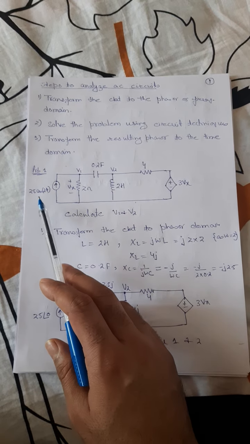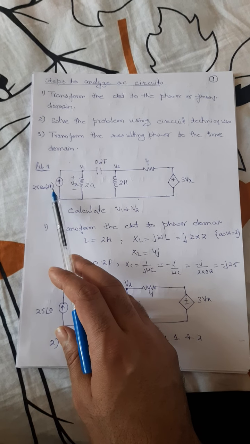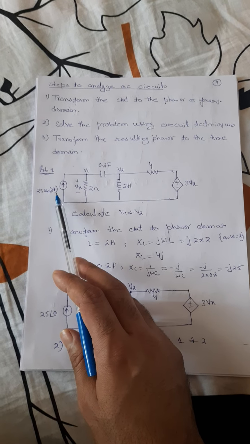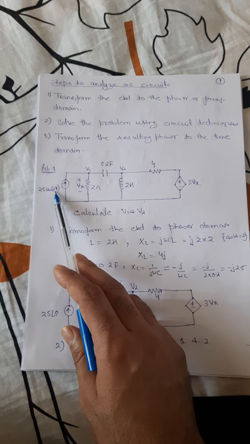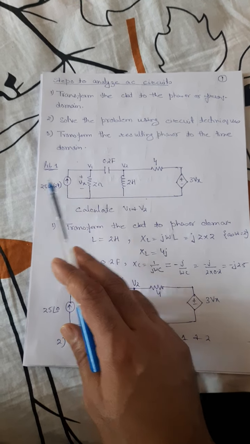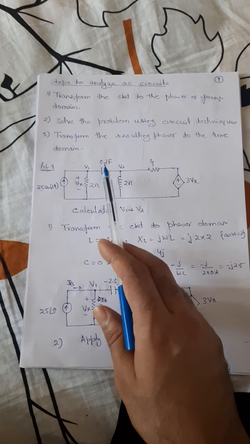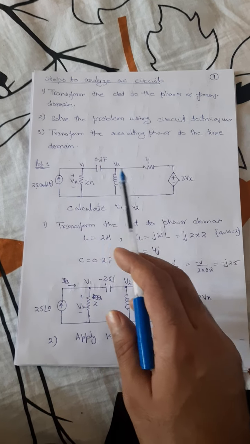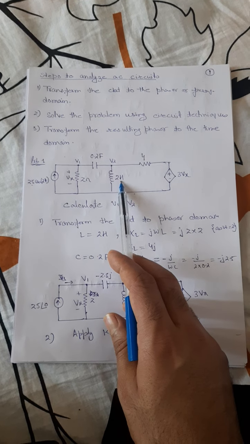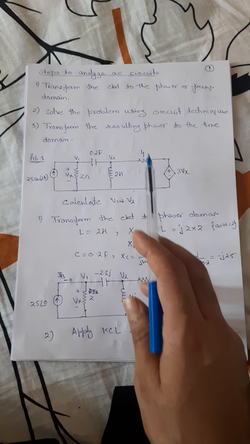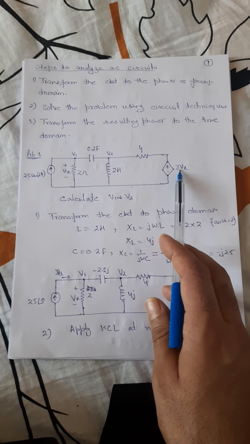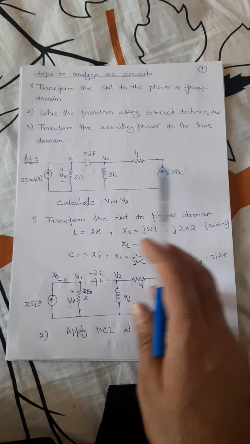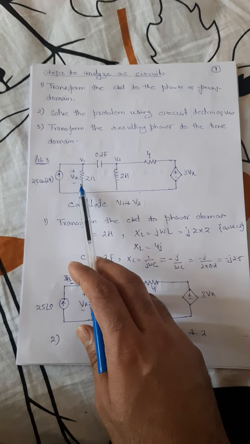The source is 25 cos 2t. So here the phase is 0, the frequency is 2, and the amplitude is 25. We have a 2 ohm resistor and a 0.2 farad capacitor here, and a 2 Henry inductor here. Here I have a 4 ohm resistor and a dependent voltage source of voltage 3Vx, where Vx is the voltage drop across this 2 ohm resistor.